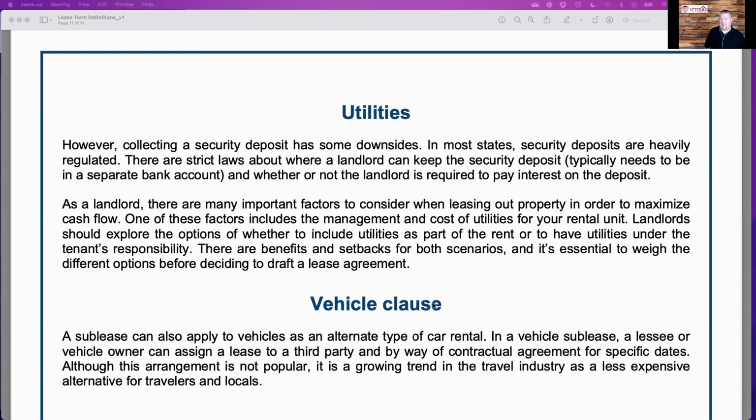And if they don't have the utilities turned on, then they're in default of their lease, and you could use that in terms of potentially kicking them out if they do that.